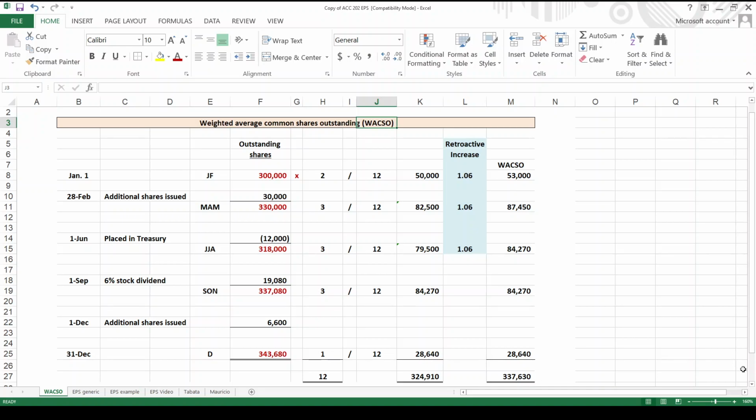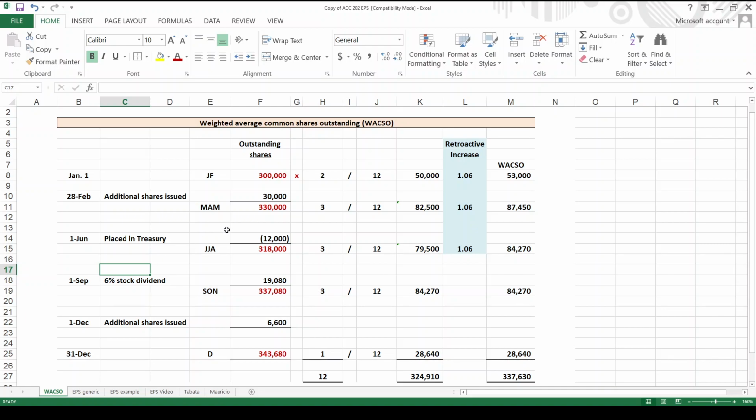So here's a little example. Let's suppose we started the year with 300,000 common shares outstanding, and then we issued 30,000 shares on February 28th. For how many months did we have 300,000 shares outstanding? For 2 of the 12, January and February, yeah? So we multiply and we get 50,000. So that's where the term weighted average comes from. The longer that a balance is outstanding, the greater weight that it will get in this calculation.